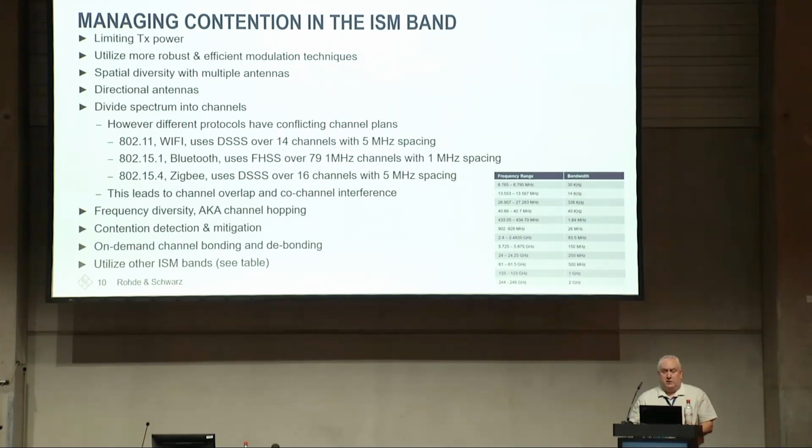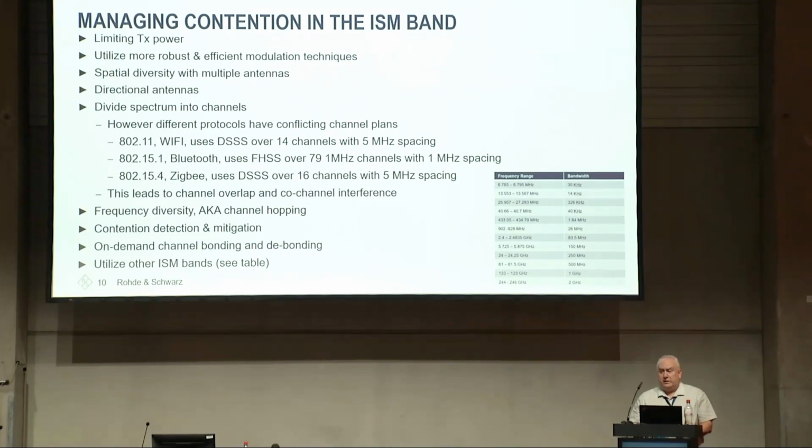Bluetooth uses frequency hopping spread spectrum with 79 1 megahertz channels. And Zigbee uses DSSS with 16 channels with 5 megahertz spacing. So obviously all of those are sort of incompatible with each other. No one has exclusive access. And this leads, as it says, to channel overlap and co-channel interference.